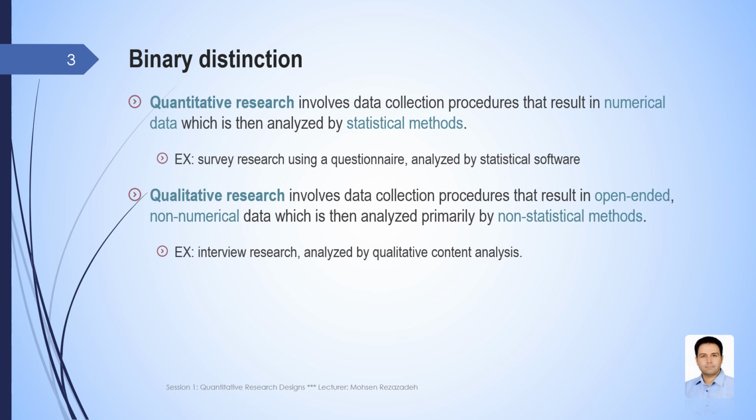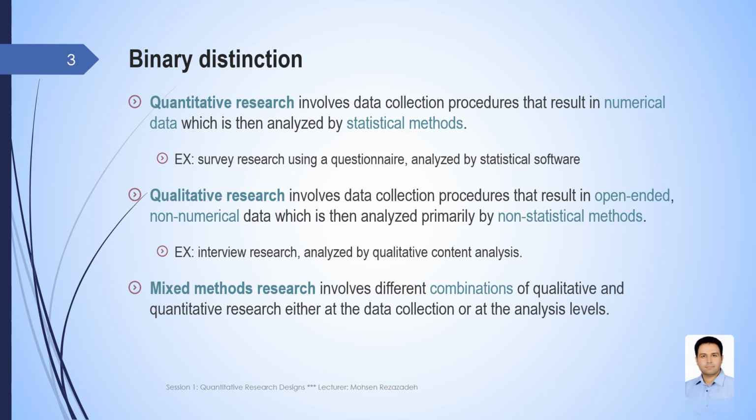In fact, talking about this binary distinction is not always fruitful. Their principled combinations have led us to an emerging third research approach, which we call mixed methods research. Mixed methods research involves different combinations of qualitative and quantitative research, either at the data collection or at the data analysis levels. A typical example can be consecutive and interrelated questionnaire and interview studies. That is, we mix both questionnaire results and interview results in one single study.